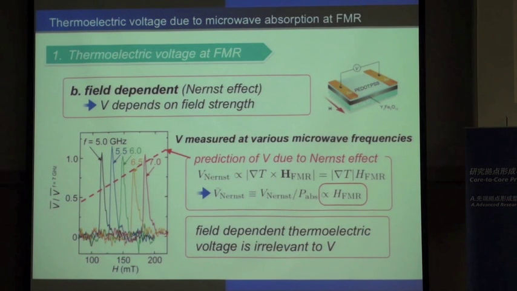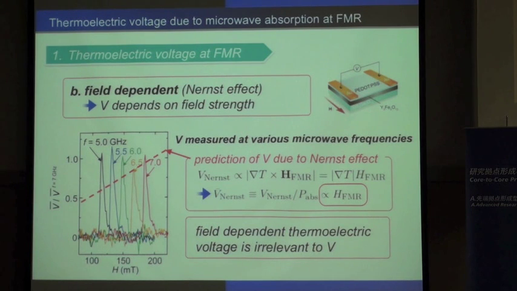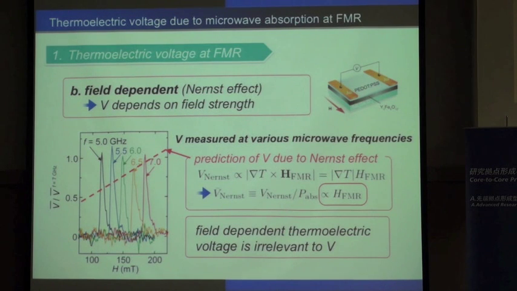And secondly, the electric voltage due to the Nernst effect should depend on the field strength. This is the voltage spectrum as a function of the external magnetic field strength measured at different microwave frequencies. As you can see, the electric voltage is insensitive to the resonance field. On the other hand, the Nernst effect predicts that the electric voltage is proportional to the resonance field, as this dashed line. So this is evidence that the field-dependent thermoelectric voltage is also irrelevant to the observed voltage.